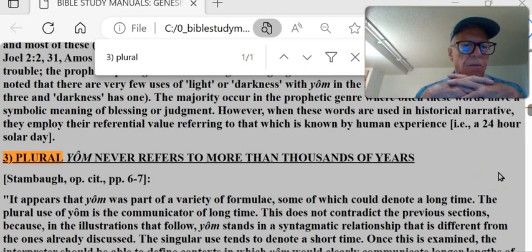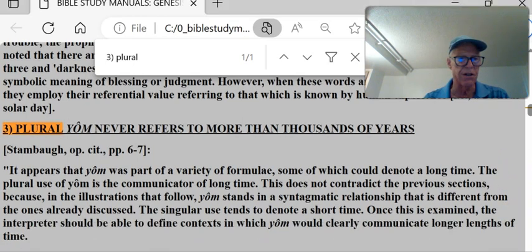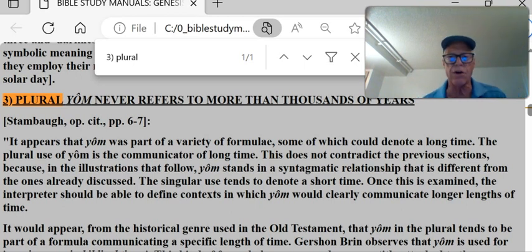So, point 3, yom, day, never refers to more than thousands of years. So we can't have millions and billions of years. Stambaugh: It appears that yom was part of a variety of formulae, some of which could denote a long time. The plural use of yom is the communicator of long time.